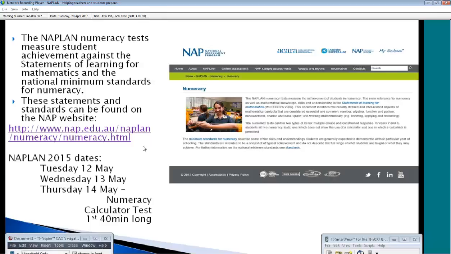Now, we're only 2 weeks away from NAPLAN now. So NAPLAN this year is on Tuesday, Wednesday and Thursday, 12th to the 14th of May. But our focus for this afternoon is looking at the numeracy calculator test. Numeracy tests are both on Thursday the 14th of May in the morning, and the calculator test is the first test that the students do. It goes for 40 minutes, and it's only Year 7 and Year 9 that do the calculator test.